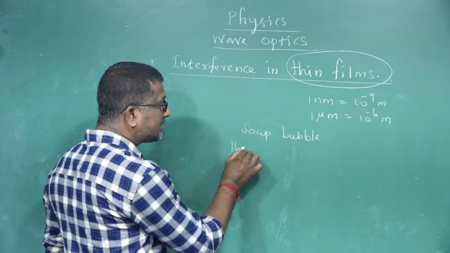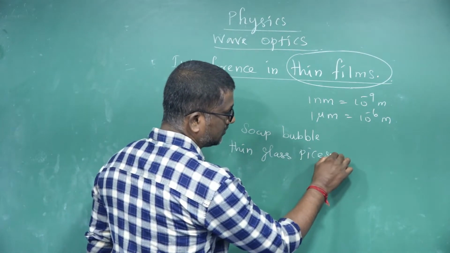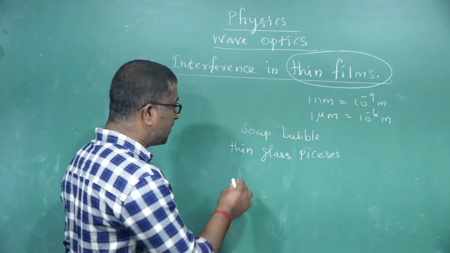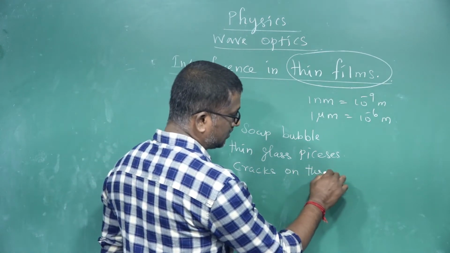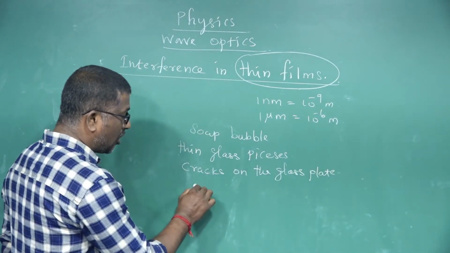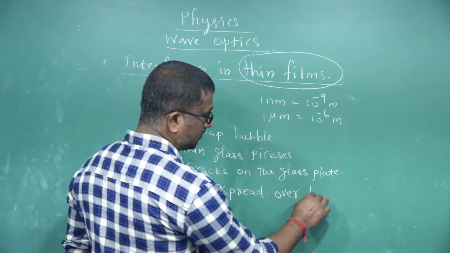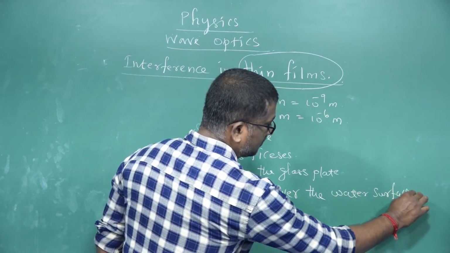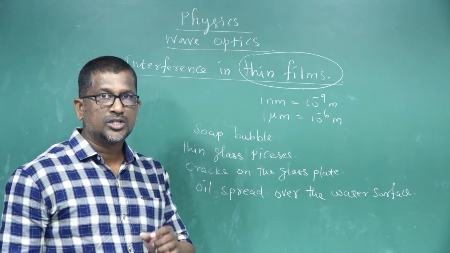Other examples are thin glass pieces, cracks on the glass plate, and oil spread over the water surface. So these are some examples of thin films. Do you understand what is meant by a thin film?